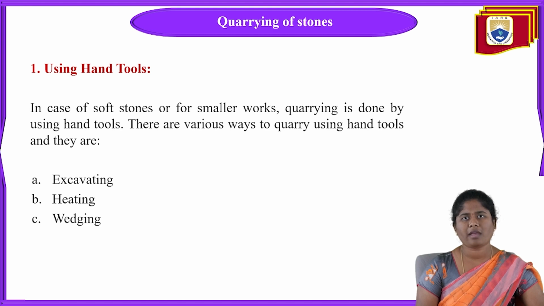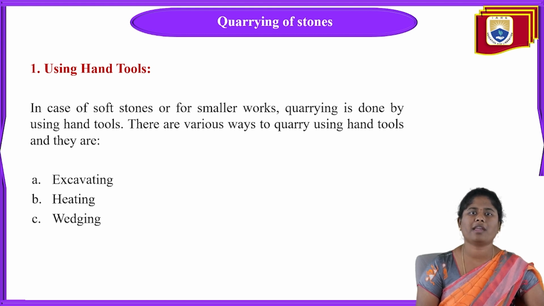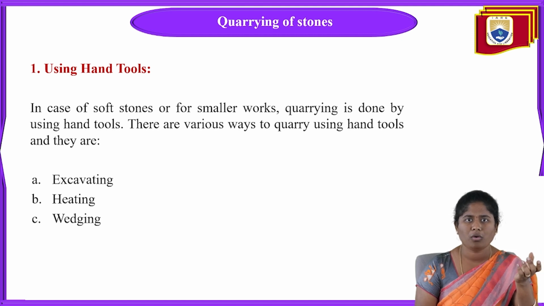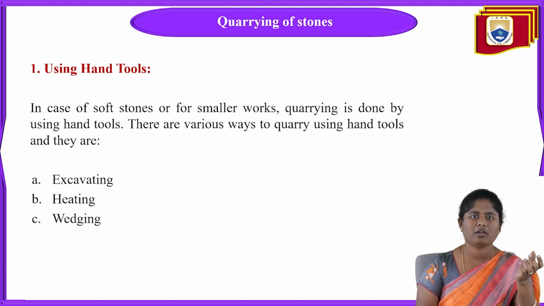And in these hand tools we again have three types. First one is excavating. Excavating is nothing but what? Digging process. Digging of the stones. By using suitable tools we are going to dig the earth surface, and after digging we are going to get the stones.